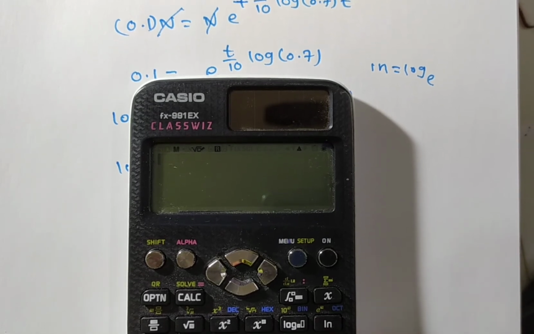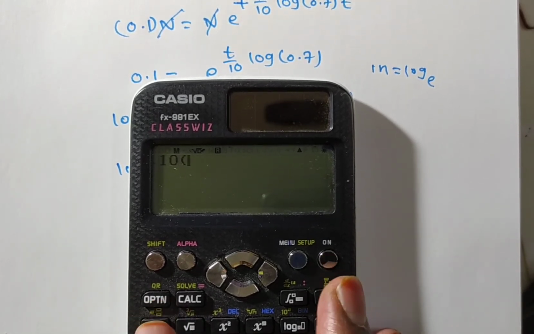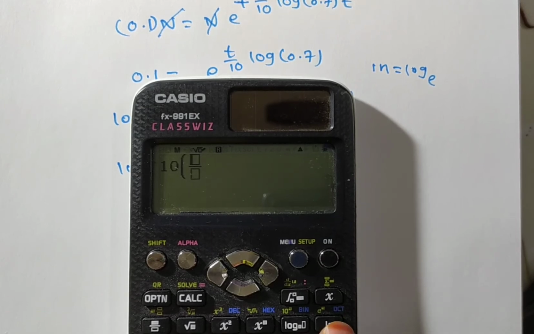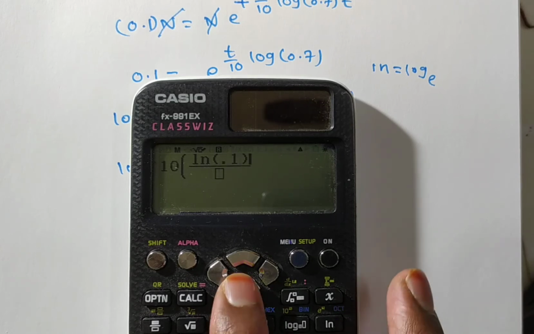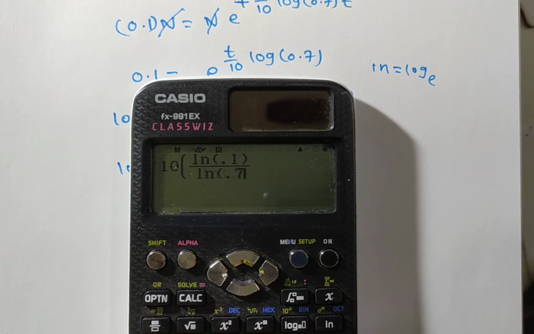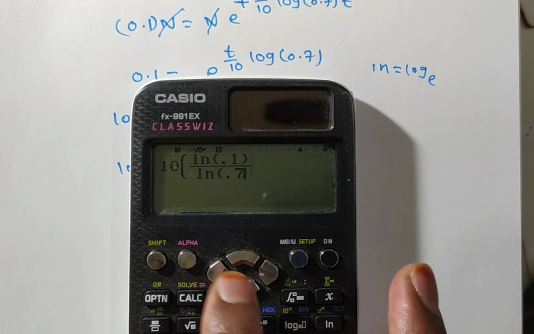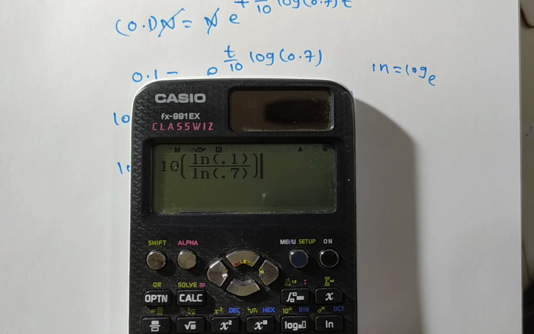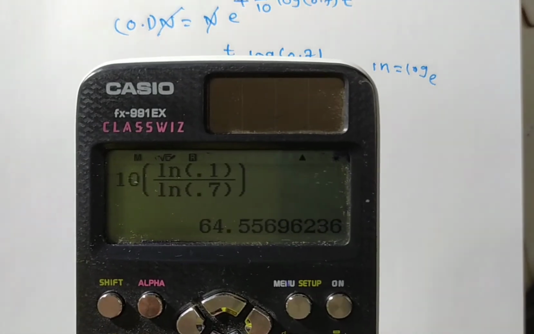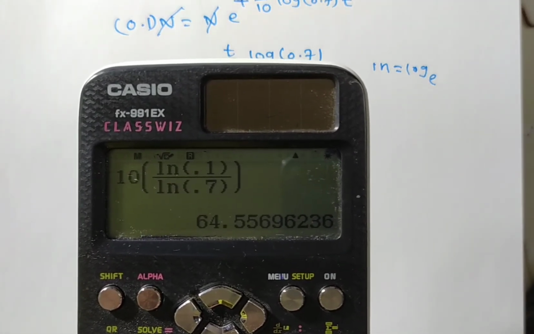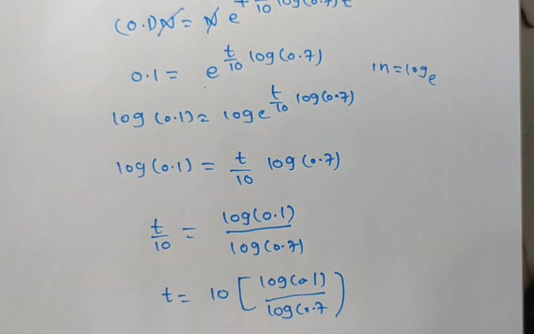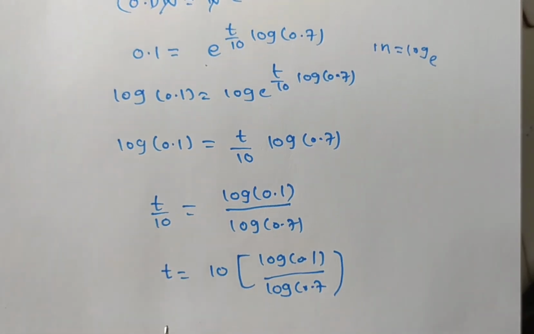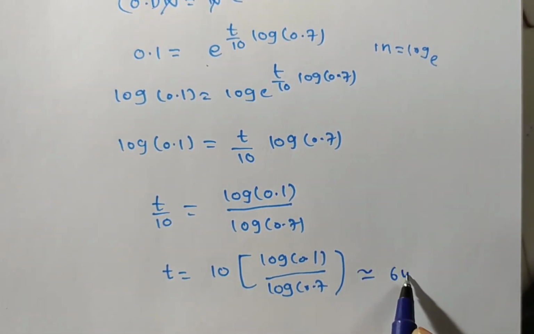So, 10 times, bracket open, ln of 0.1 divided by ln of 0.7. Log is nothing but natural logarithm. Close the bracket. You have to close the bracket, otherwise you will get an error. Close the bracket again. Now, you see this value is, yes, how much do we have? 64.55. What is this, minutes or hours? No, this is days. Here we discussed 0 days and 10 days. Therefore, this t value is equivalent to 64.55.